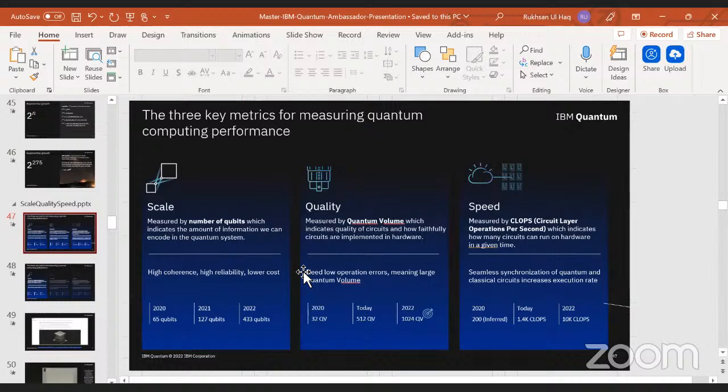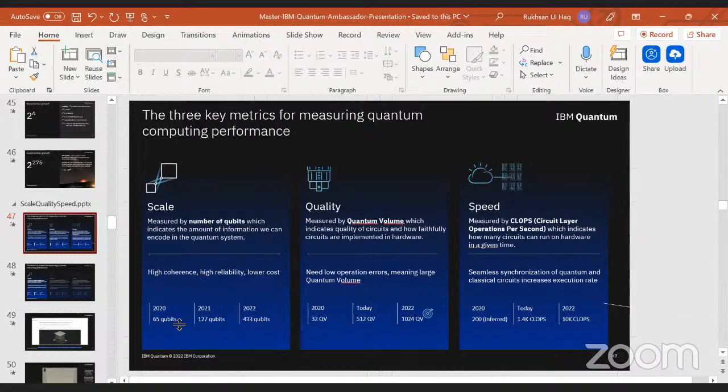As we keep on making progress on these devices in terms of hardware, it is not just the number of qubits which is important. So at IBM, we talk about scale, we talk about quality, and we talk about speed. Scale is just the number of qubits, and with the qubits, you would always like to get high coherence. There is something called a coherence time associated with qubits. They should be highly reliable, and it should be a lower cost one.